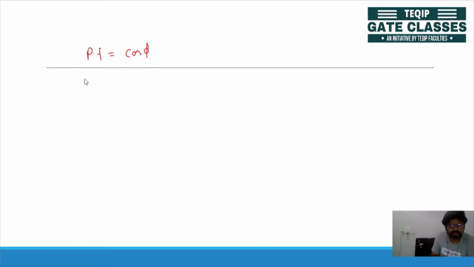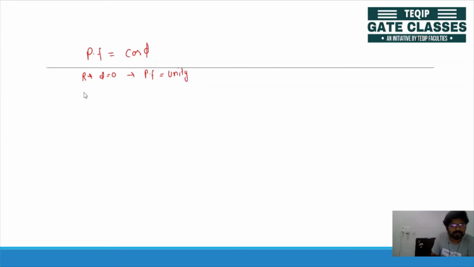If you remember, for a purely resistive circuit, the phase angle phi between voltage and current was equal to 0. There was no phase difference between voltage and current. So in this case your power factor will be unity, 1, because cos 0 is equal to 1.